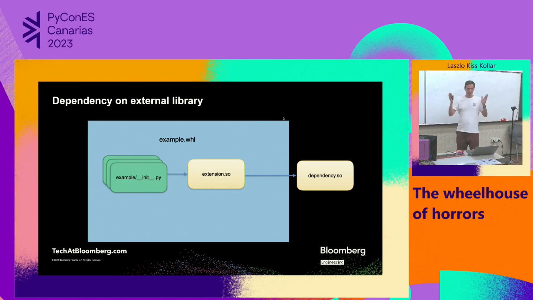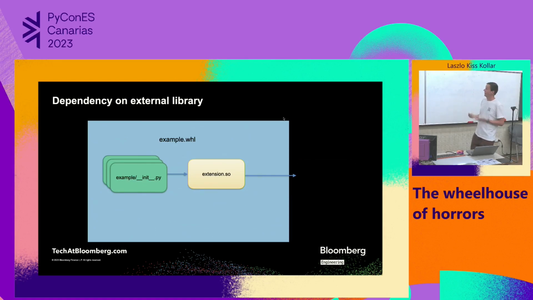What happens here is, to demonstrate, we have our example wheel, that big box, and then we have a bunch of Python files in there. You will import one of those Python files, and that will, in turn, import the extension itself. That's another shared object. And that shared object has some external dependencies. They are external because they are not part of the wheel. They are supposed to be on the operating system, installed somewhere. But in this case, they are not. Because nothing guarantees when you install this wheel that that external dependency should also be installed. It's not a Python package, so pip cannot really ensure that that is installed. And this is where the error happens.